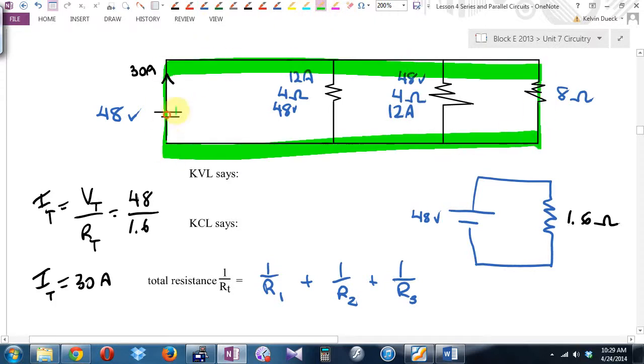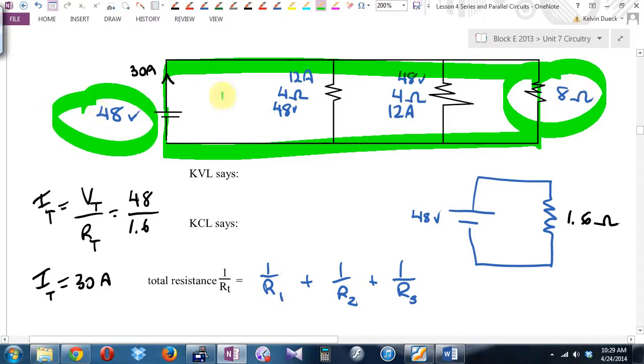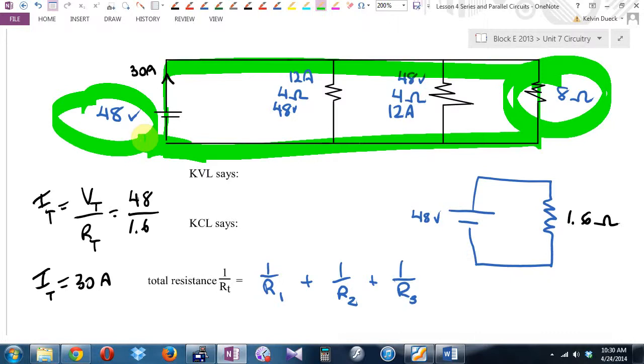Let's go skiing. How high is this hill over here? That's the resistor. How many volts must I lose going through that hill? How high is the chairlift? 48 volts. And if this is the only hill I go down, how much must I lose going through there? 48. I have to lose 48 volts. If I gain 48, I must be losing 48. This is Kirchhoff's law.